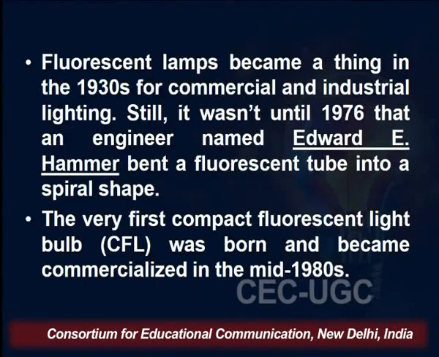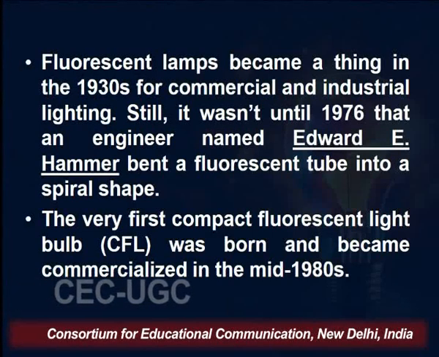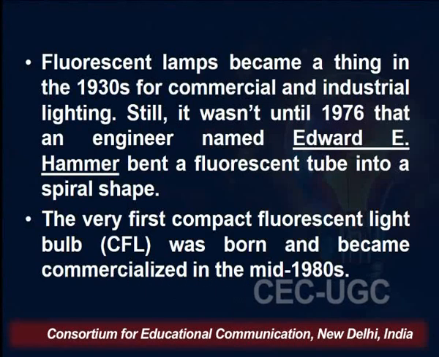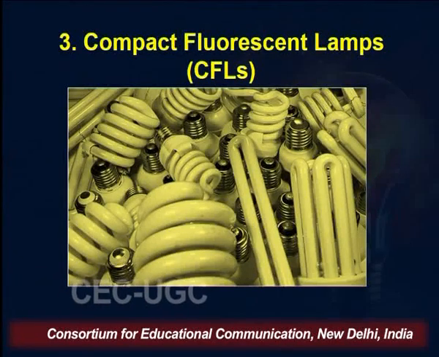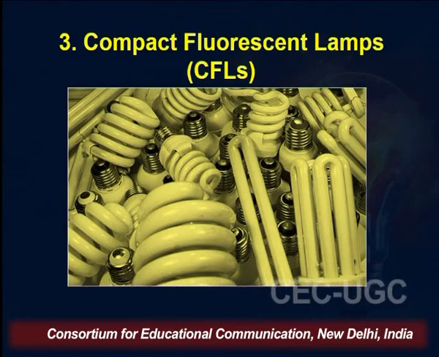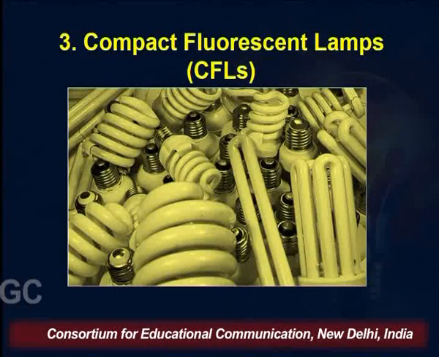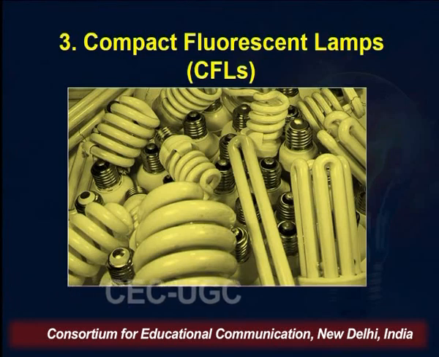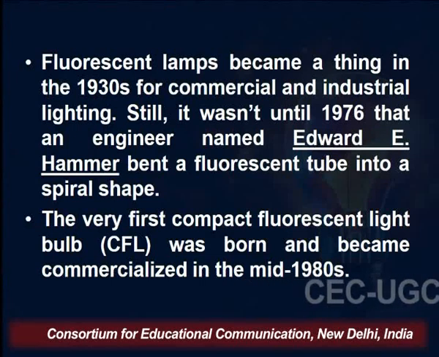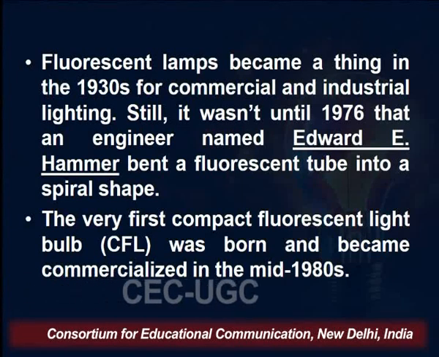The fluorescent lamp became commercial in 1930 with industrial lighting. In 1976, Edward E. Hammer bent a fluorescent tube into a spiral shape. You see on the screen that there is a rod type and a spiral type. This spiral type of fluorescent was made in 1976 by Edward E. Hammer, and that is why it is called compact. There is the linear fluorescent, which is a straight line type, and the other is the compact. The very first compact fluorescent light bulb, the CFL, was born and became commercialized in the 1980s.